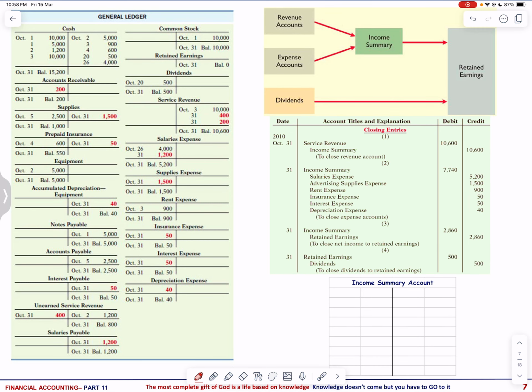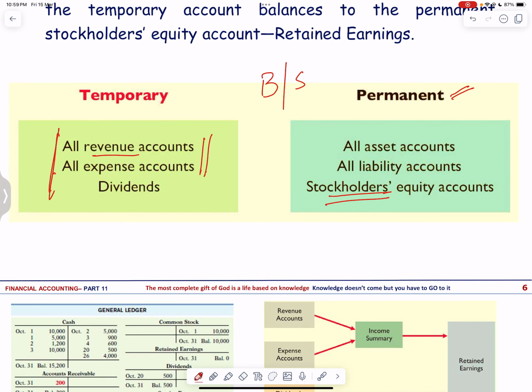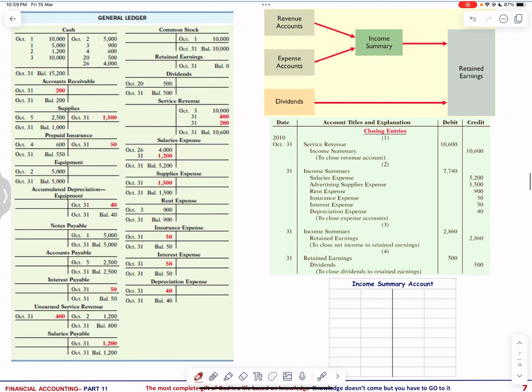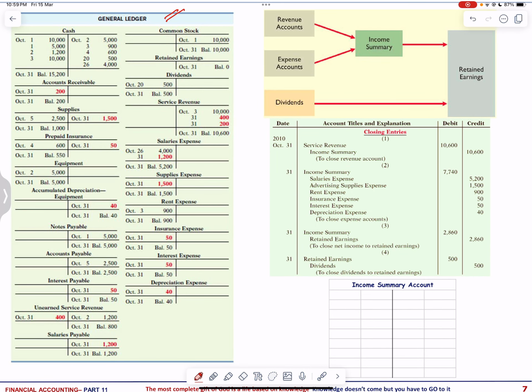First of all, we are going to close the revenue account. So now this ledger is from our previous video, so you can look into the whole exercise. It is in continuation to the previous video. So in order to close the balance of the service revenue, it should have a zero balance. Right now it has a credit balance of 10,600, and to make this balance zero, the service revenue account should be debited by the balance amount, that is 10,600.